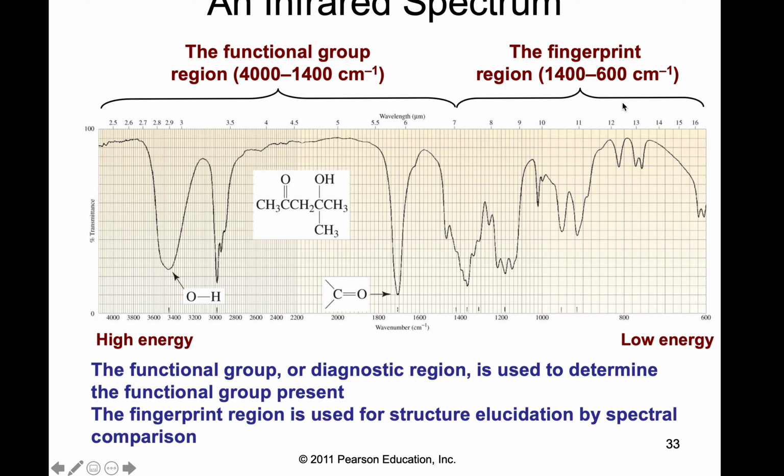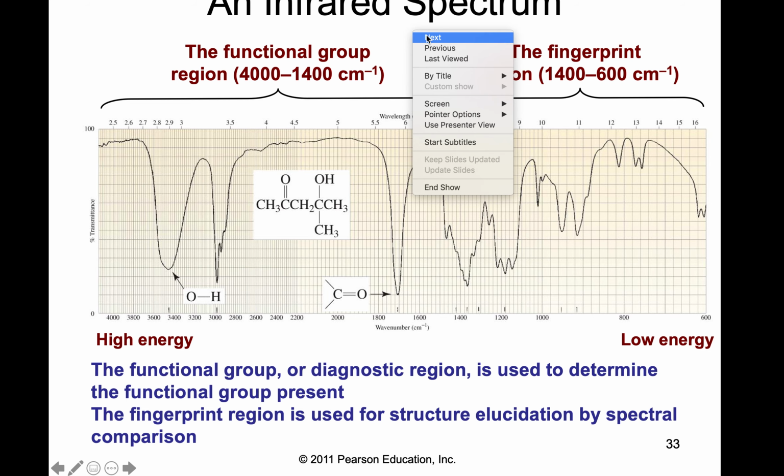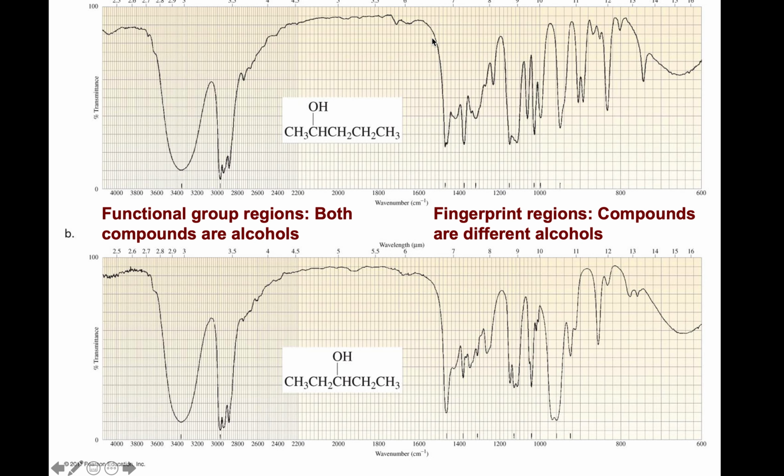And if you have 2 compounds that are unknowns, and their fingerprint regions perfectly overlap, well, they may be one and the same. Now, here are 2 constitutional compounds. One could be called 2-pentanol, and the other's 3-pentanol. The functional group regions, both compounds are alcohols. Look at the fingerprint regions. They are different if you study them very carefully.